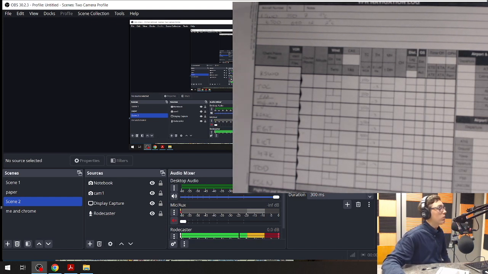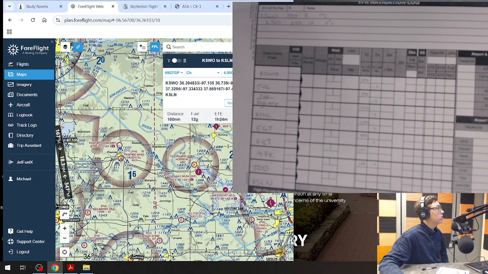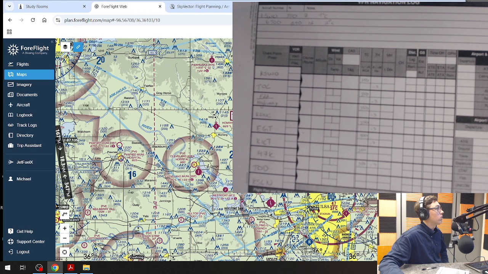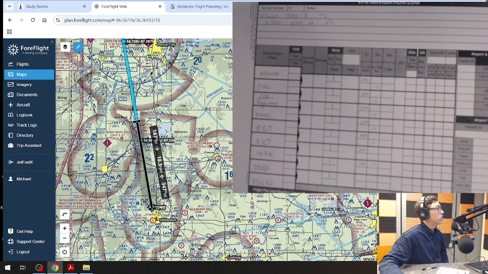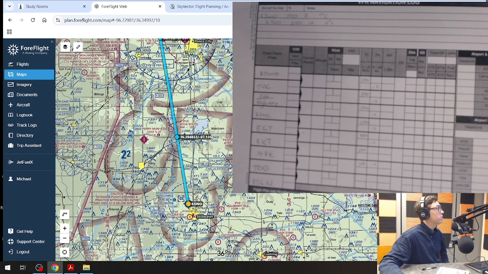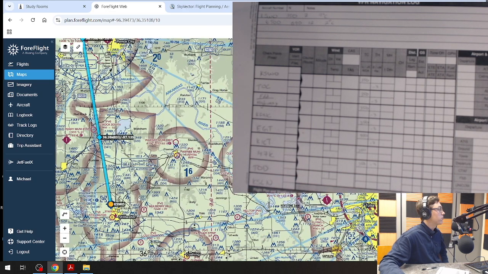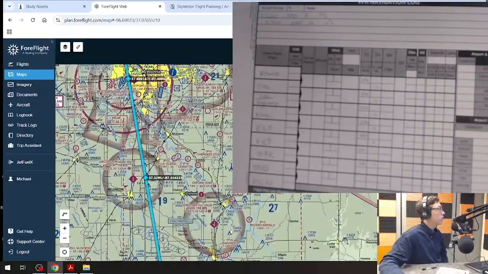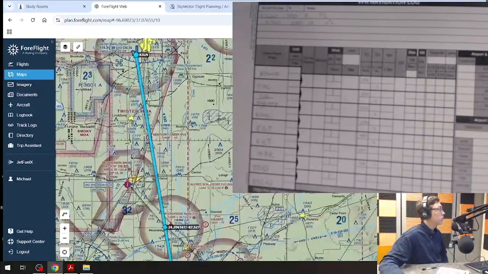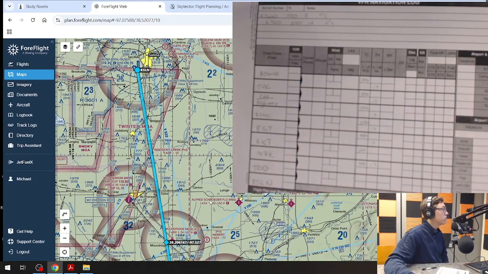All right, hello everyone. So what we're going to be doing today is going over Navlogs, and we're going to start out by going to ForeFlight. Our route today is going to be from Stillwater right down here, all the way up to Salina.